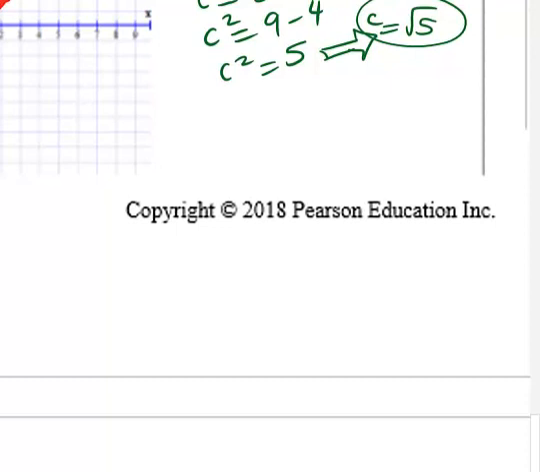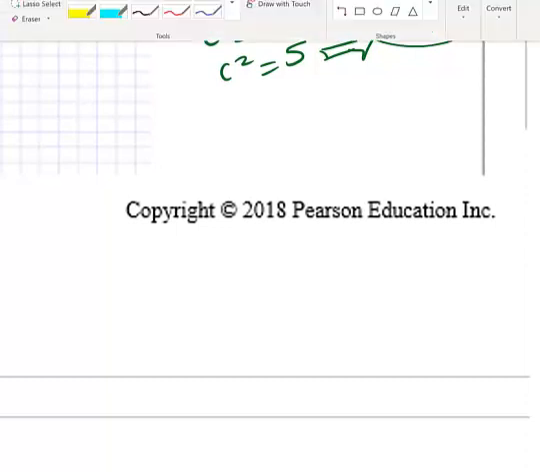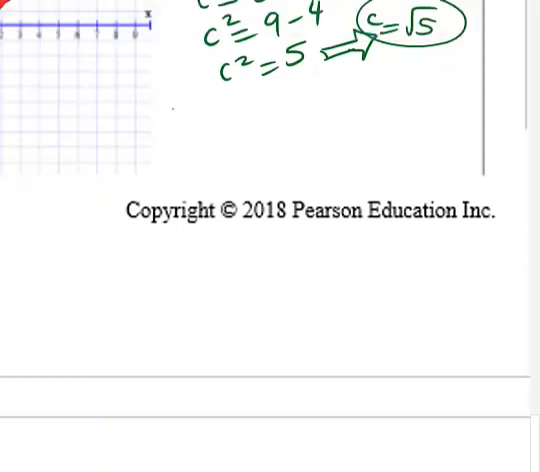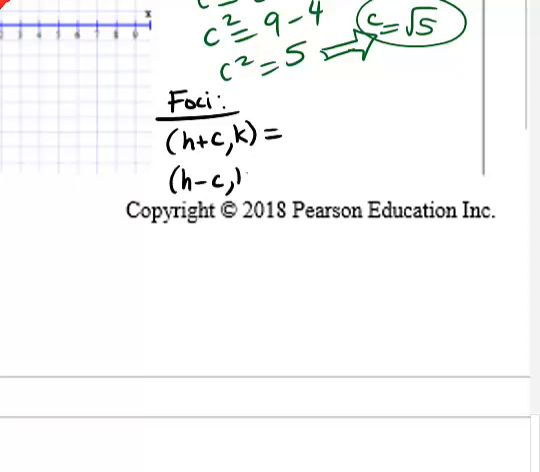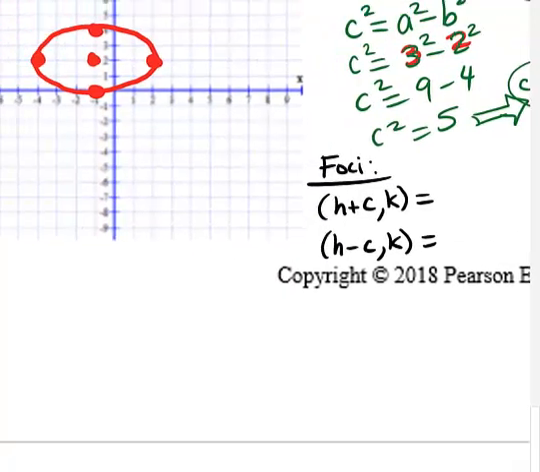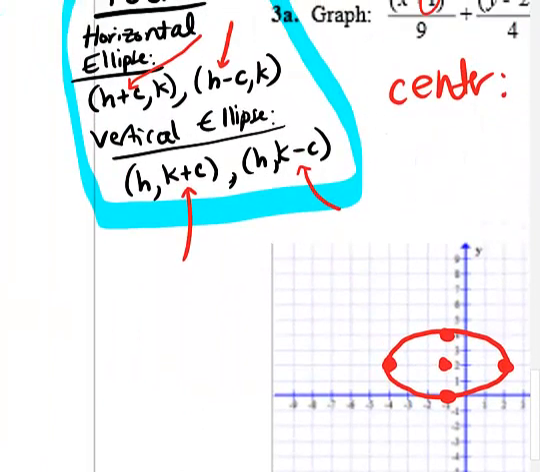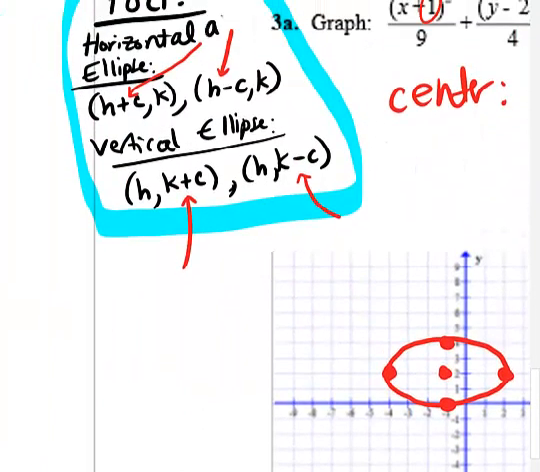Alright, and then like we said, if it's a horizontal ellipse like what we have, the foci should be 2 points. One of them is h plus c comma k. The other one's h minus c comma k. Alright, because that's what we said over here, yeah. This is a horizontal ellipse, which is because a is greater than b. If it was a vertical ellipse, that would mean a is less than b.